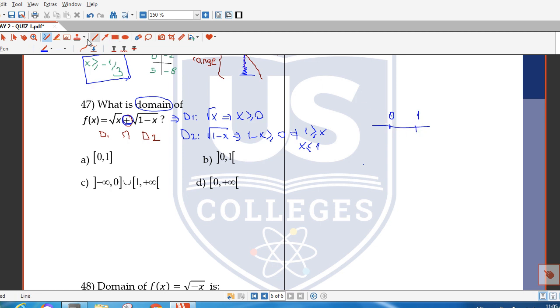The first one is 0 and numbers greater than 0. The second domain is equal to 1 and less than 1. The region which is shaded twice will be the intersection region, the intersection of D1 and D2. It will be the region between 0 and 1, which are both closed. So the answer is A.